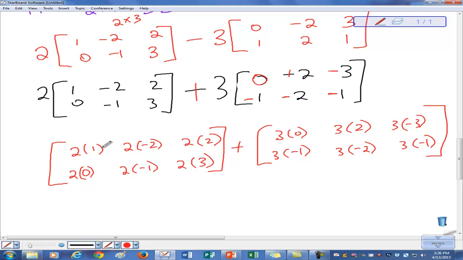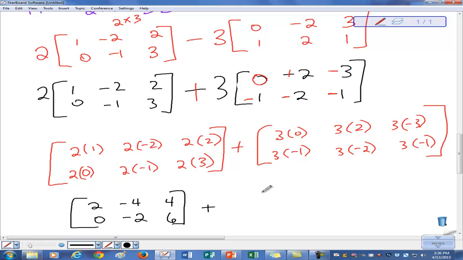Okay, now this will be 2 times 1 is 2. 2 times negative 2 is a negative 4. 2 times 2 is a positive 4. 2 times 0 is 0. 2 times negative 1 is a negative 2. 2 times 3 is 6.